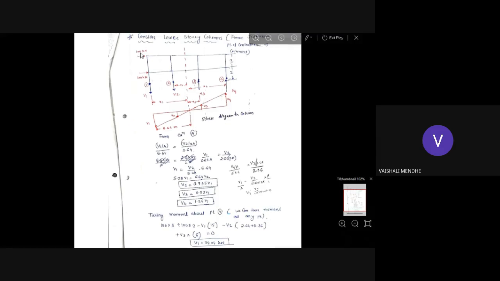So first of all we consider this 100 kilonewton load, and we'll take the moment of this 100 kilonewton load about point number 4. This is your point number 4, and we'll take the moment of this. So force into the perpendicular distance. Okay, what is the perpendicular distance?